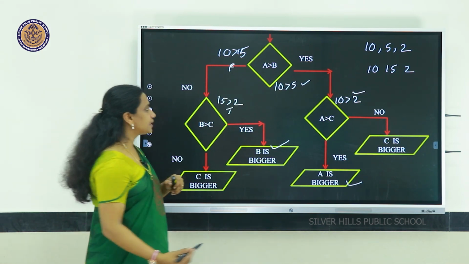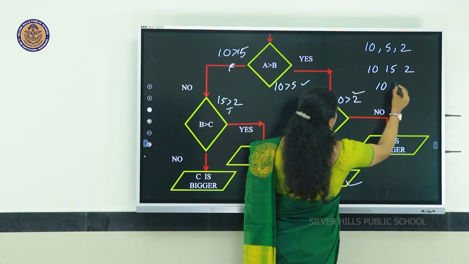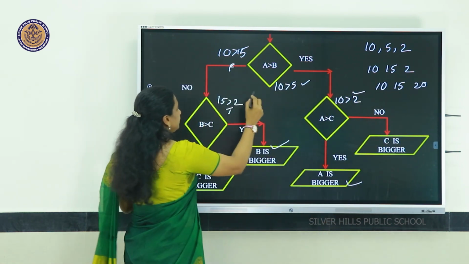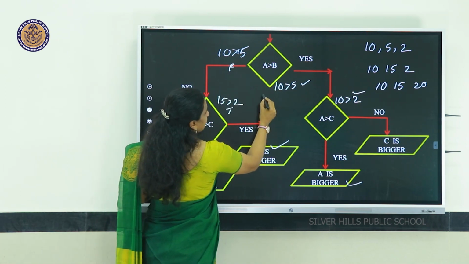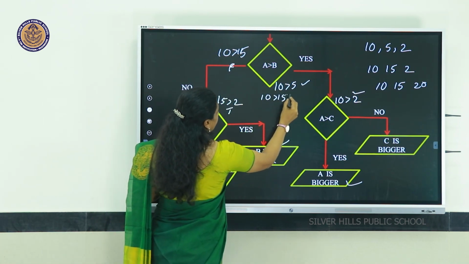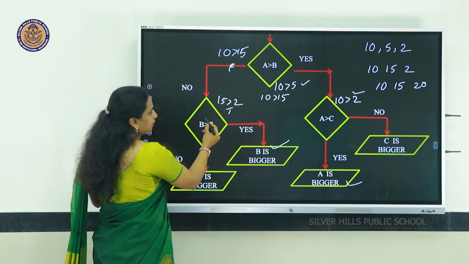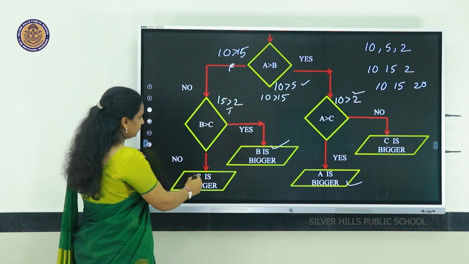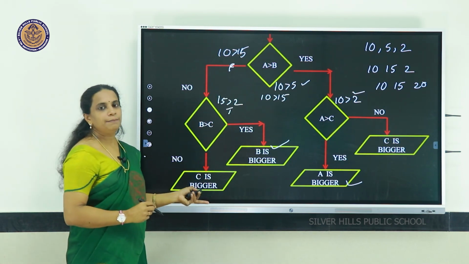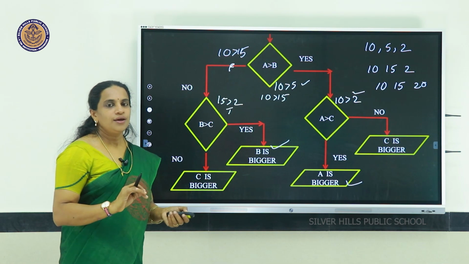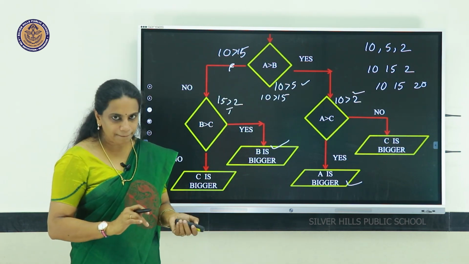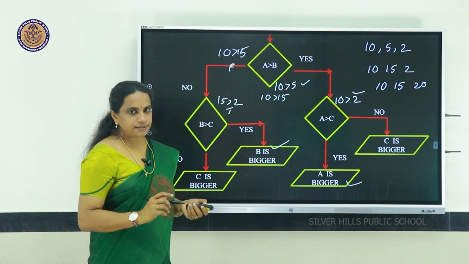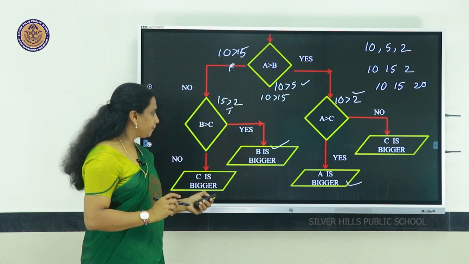Now, we will consider another situation, 10, 15 and 20. These are the numbers. Now, it is checking whether 10 is greater than 15. It is false. Now, it will check 15 greater than 20. Again, it is false. Now, which is the biggest number? C is the biggest number. This way, you can find the biggest among 3 numbers by using the nested if else statement. Now, we will see the program.